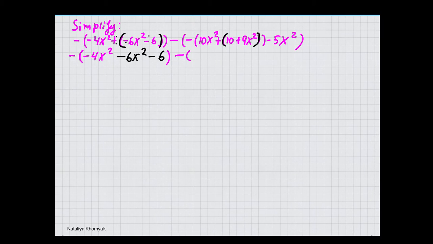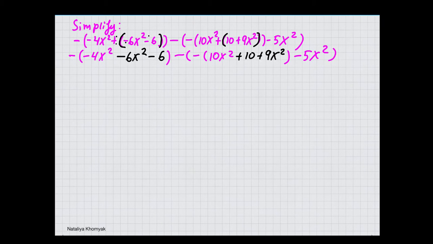So minus parentheses minus 10x to the second. Positive times positive 10, plus 10. Positive times positive 9, plus 9x to the second. Close the parentheses, minus 5x to the second.